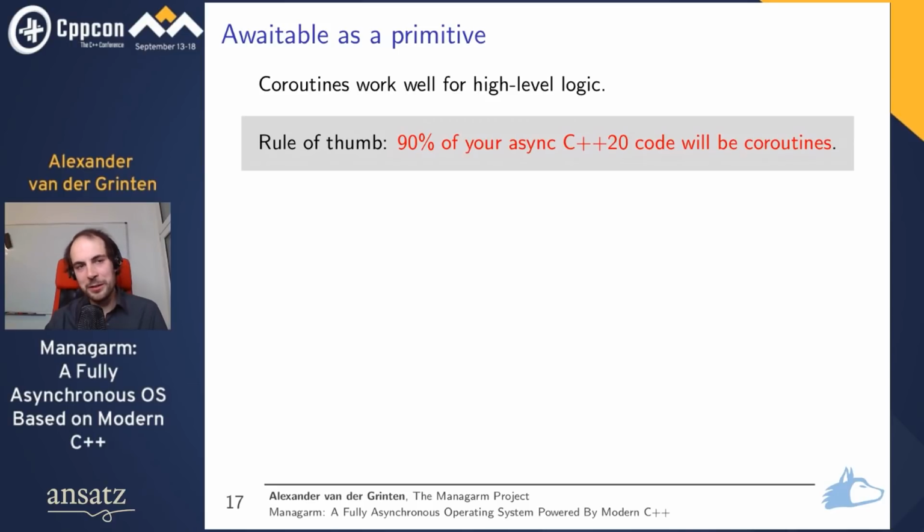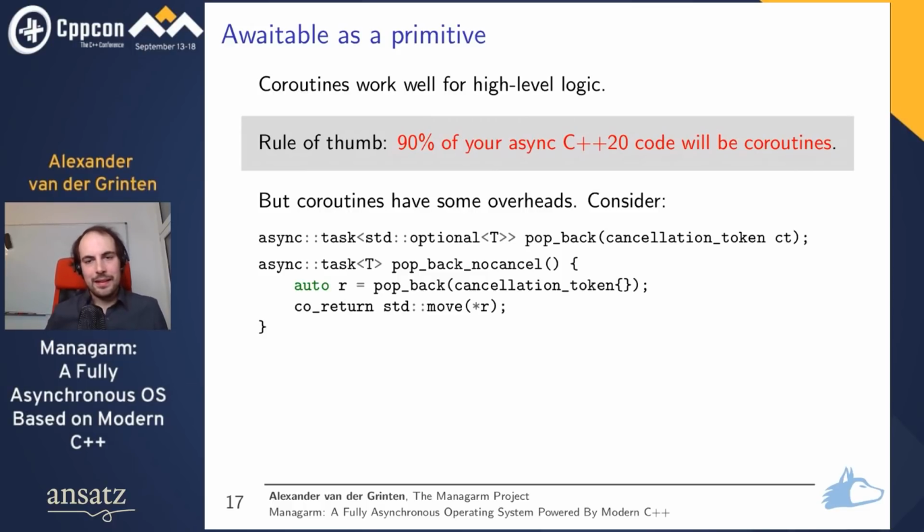First of all, I'm not going to bash coroutines here. Coroutines are great. You want to write almost all of your async code in coroutines. My rule of thumb is that 90% of your async code should be coroutines. Otherwise, you're likely doing something strange. And they work really well for high-level logic. But I'm claiming that they do not work that well for low-level logic. And that's because coroutines have some overheads.